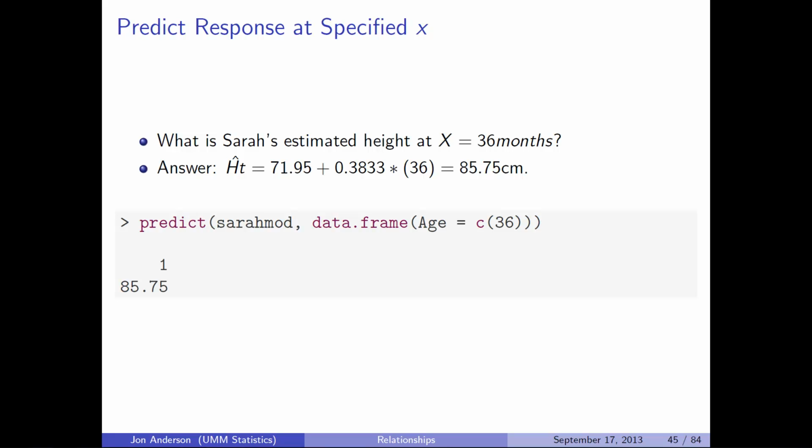You can use R, the computer program, to make this prediction. All you need to do is use the predict command, the estimated model object that we created using the data and putting a line through those data, and then we give a new observation for age. Age equals a list of values with one thing in the list. The little c means a list, combine or concatenate a list of numbers together, and there's only one in this list, 36 months, and so we get an estimated height of 85.75 centimeters.